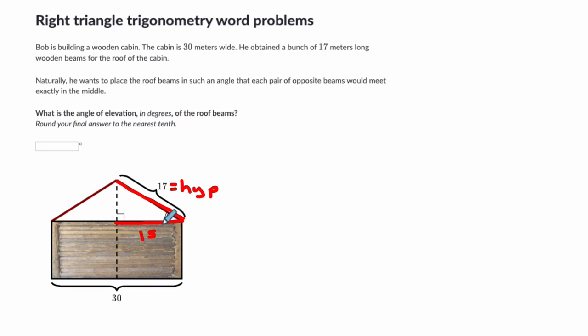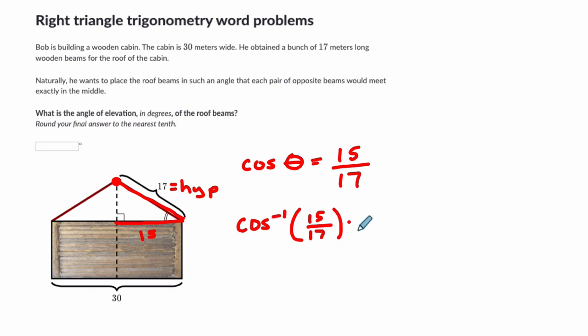What will this angle be? So he wants them to meet at the middle. So we're assuming this will be the middle. That means that we can assume this is 15 meters. So our trig ratio, sine, cosine, tangent, we've got an adjacent side and hypotenuse. That's a cosine ratio. So the cosine of our angle, I'll use the theta variable, is the adjacent side over the hypotenuse, right? The cosine of some angle has to equal that ratio. So we use our inverse cosine function. What is the angle that has a cosine of 15 over 17?